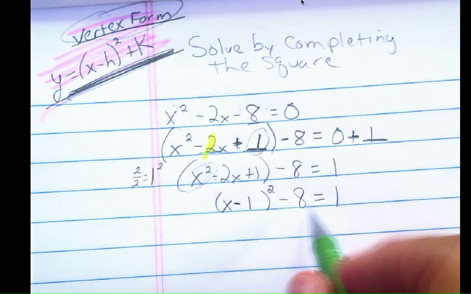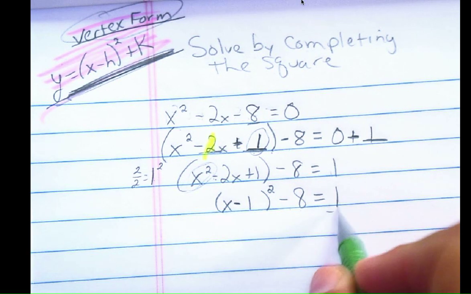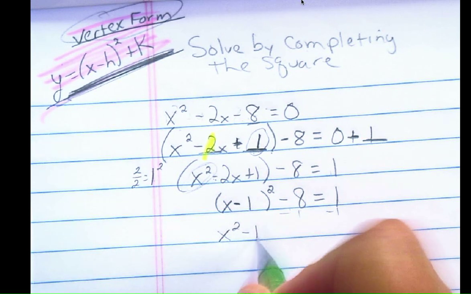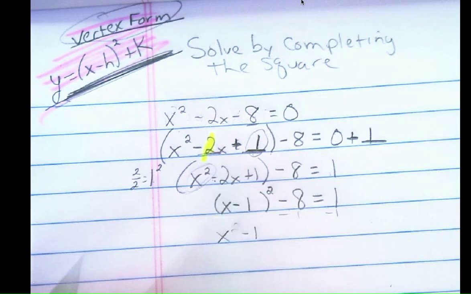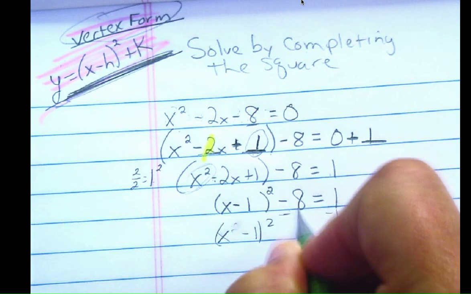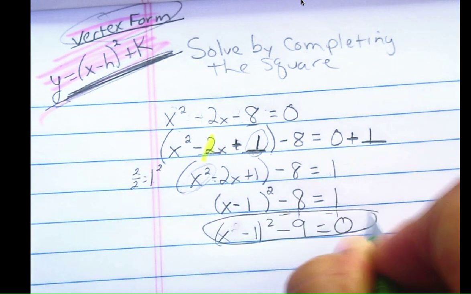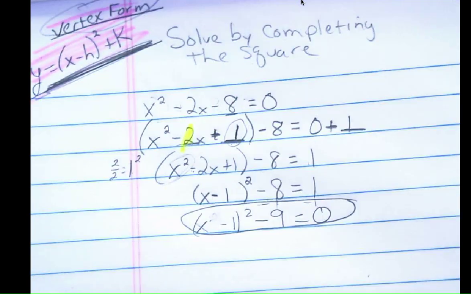The last step for vertex form would be to get this 1 to the other side. So x minus 1 squared, and then minus 1, so minus 9 equals 0. There's a vertex form. I'll come back and solve it on another video.